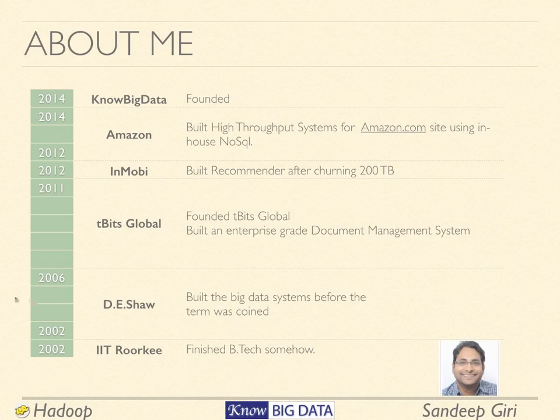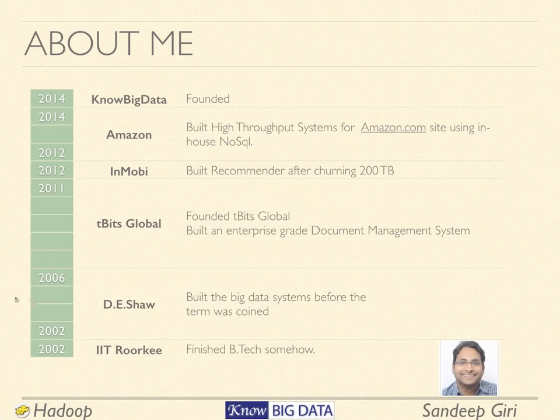After that, I founded a company called Tbits Global, which was basically a document management system. I ran it for 5.5 years, close to 6 years. After that, I joined InMobi and Amazon for a very brief period of time, where I again worked on big data. In InMobi, I was churning data of close to 200 terabytes to build a very context sensitive recommender. It was one of the interesting projects which I did in a very short span of time.